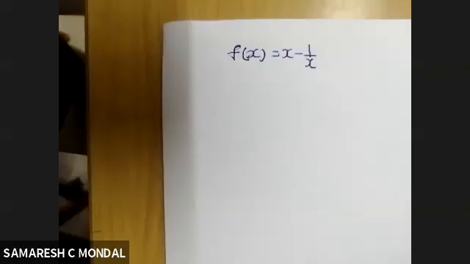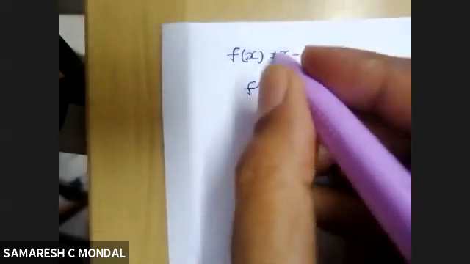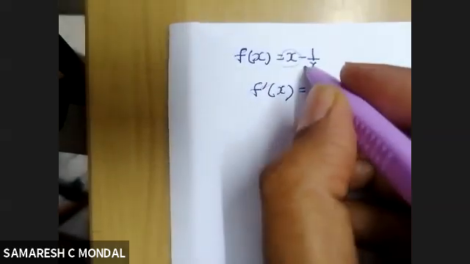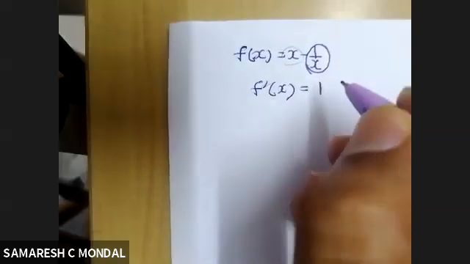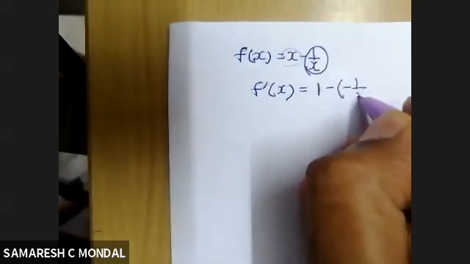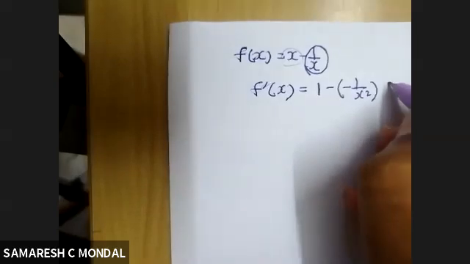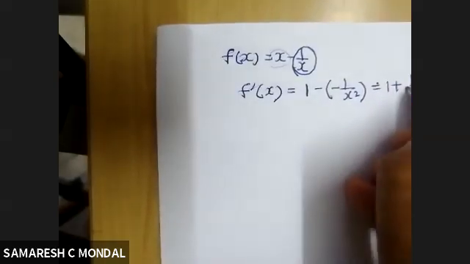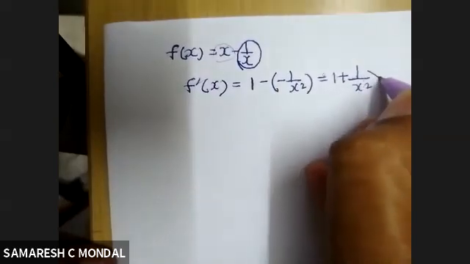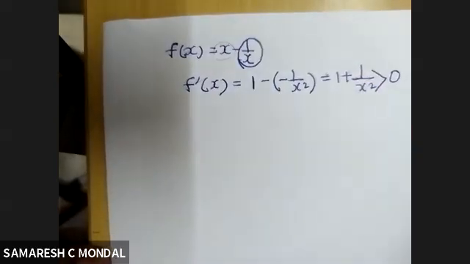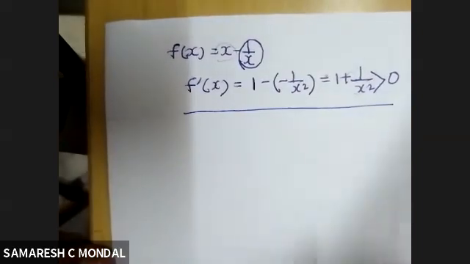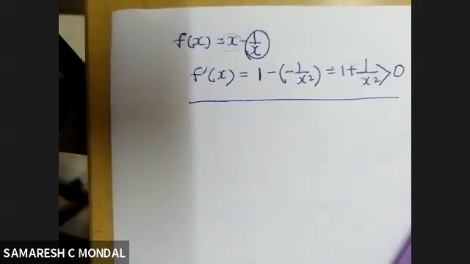Someone tells it is not 1-1. How? If you differentiate it, normally we check: differentiation of x is 1, and differentiation of 1 by x will be minus 1 by x square. So finally it turns out to be 1 plus 1 by x square. It's a strictly increasing function. It's positive. What we learned, if it is strictly increasing, it will always be, am I right?